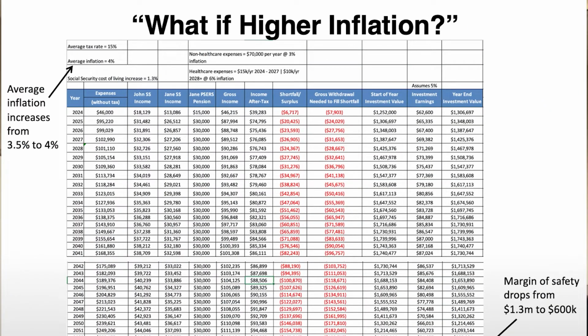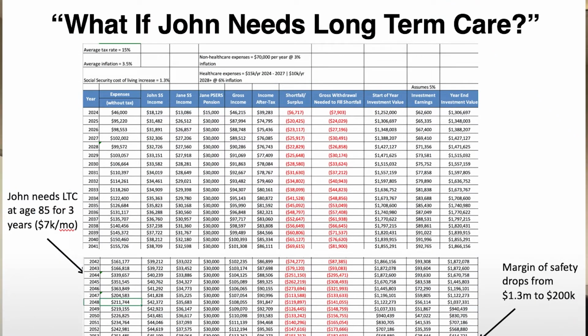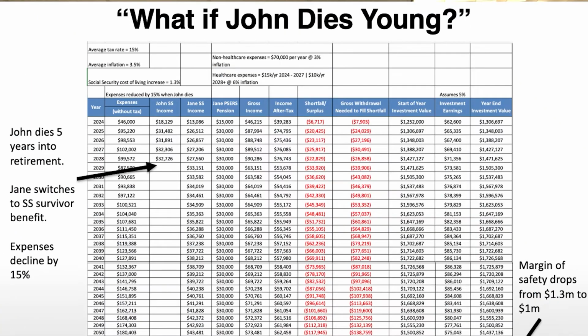Or what if I spend a little more in retirement? Or stress testing undesirable scenarios, such as what if inflation is higher than expected? Or what if taxes go up? Or what if one spouse needs to go to a long-term care facility for an extended stay for several years? Or what if one spouse unfortunately dies unexpectedly young? The cash flow statement is a useful tool to analyze the long-term implications of short-term decisions you may be considering.